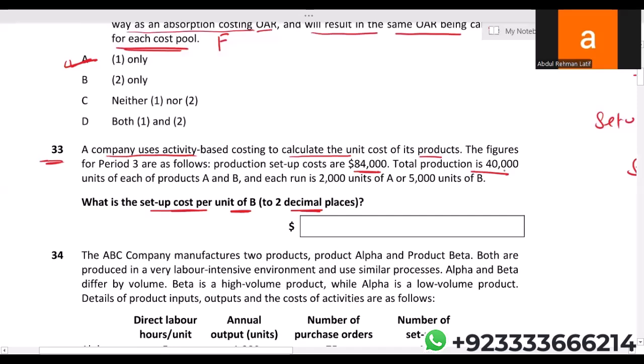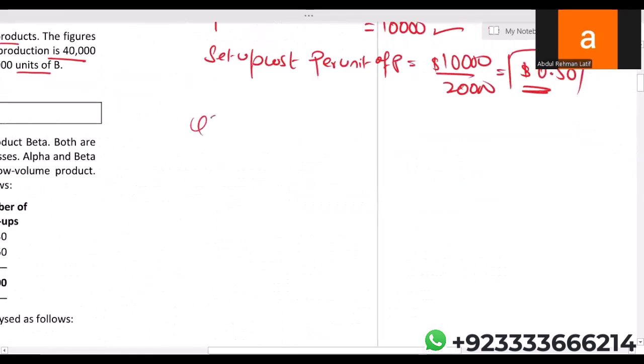Now they are saying the total production is 40. In the previous question it was 20. So the total production is 40,000 units of each of products A and B. Earlier each product was having 20,000 units, now 40. Each run is 2,000 units of A and 5,000 units of B. And we are required to calculate this time the setup cost per unit of product B. So let's see. We have two products A and B. Total number of units are 40,000.